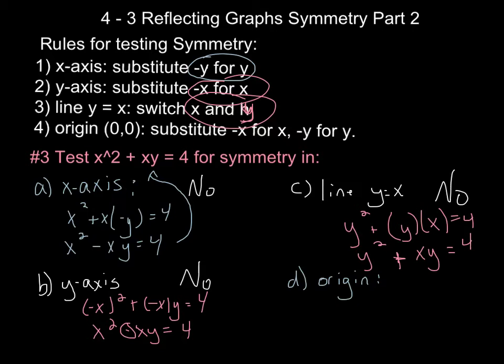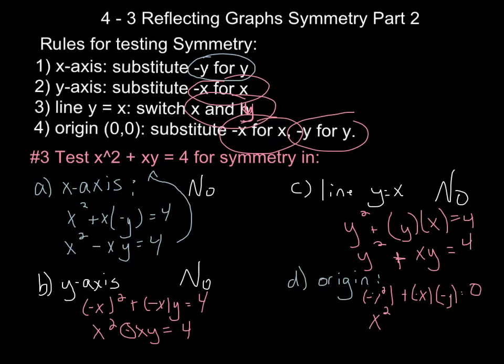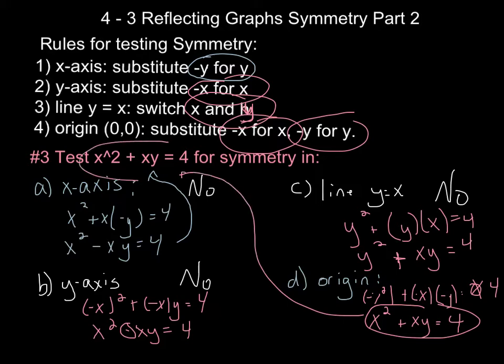Well, let's try the origin. In the origin, you substitute negative x for x and negative y for y. So instead of x squared, I'm going to put negative x squared. And instead of x, I'm going to put negative x. And instead of y, I'm going to put negative y. Well, negative x squared is just x squared, and negative x times negative y is really plus xy. By the way, that should equal 4, not 0. Is this the same as my original equation? It is. So this does have symmetry in the origin.